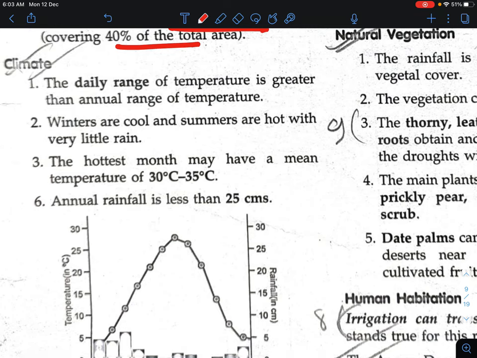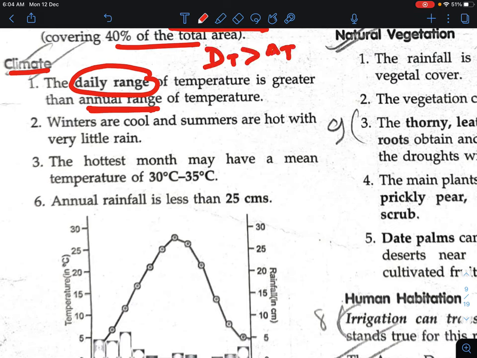After that, we will study the climate. Climate here means the daily range of temperature is greater than the annual range of temperature. It is very important: the daily range of temperature is more than the annual range of temperature.